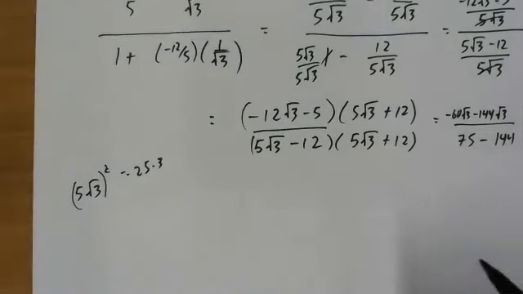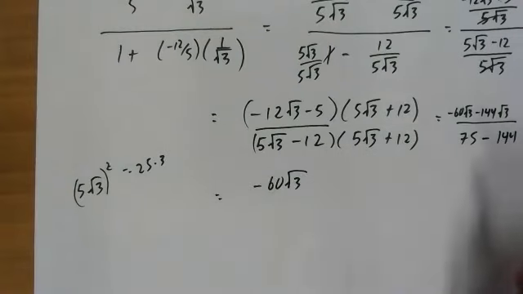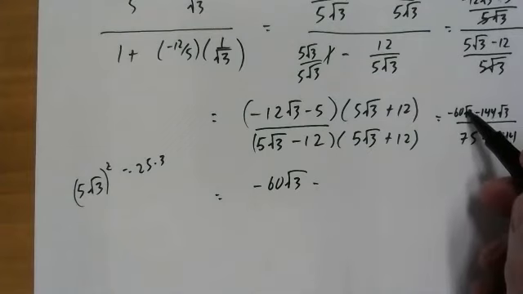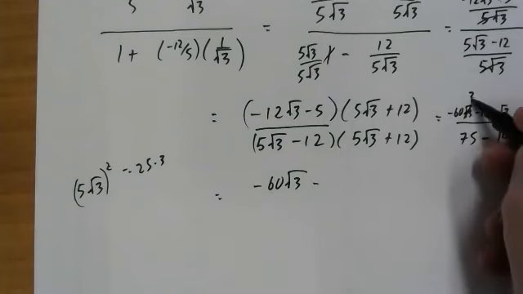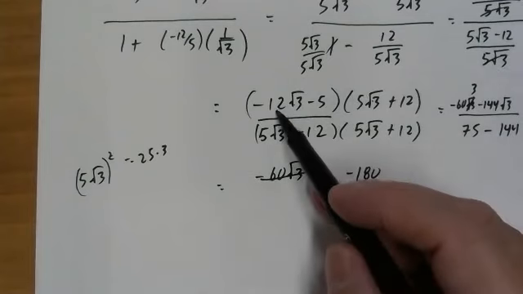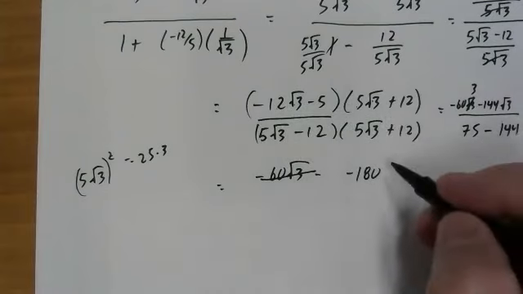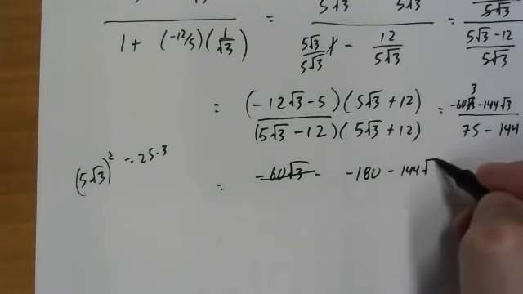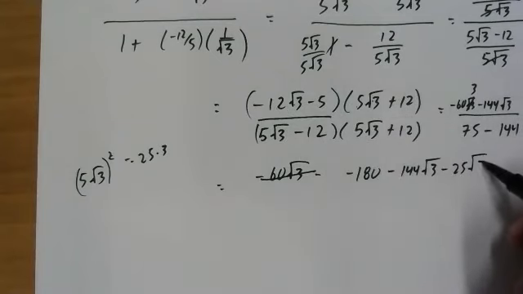I don't think I'm going to have enough room. I should have started it down here. So let's do minus 60 square root of 3 minus. Oh, and this is not even correct. Good thing I did it. Because you have minus 60, then square root of 3 times square root of 3 is actually 3. So it's actually negative 180. Because you've got negative 12 times 5, negative 60. Square root of 3 times square root of 3 is 3. So it's really negative 180. And then minus 144 square root of 3. And then negative 5 times this is negative 25 square root of 3. And then negative 5 times 12 is negative 60.